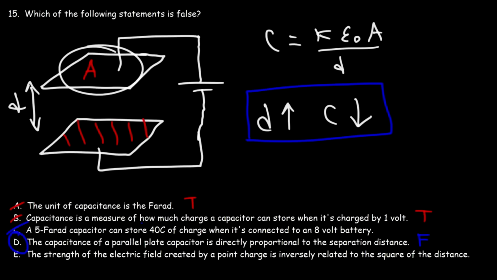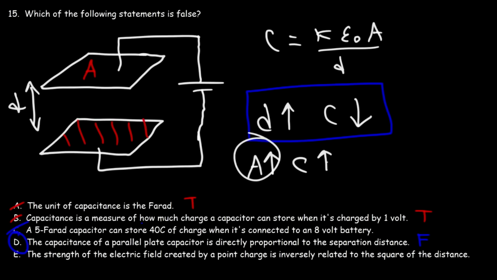Now the area of the plates is proportional to it. If we increase the area of the plates of a parallel plate capacitor, wow, my words are just messed up today. But if we increase the area of those plates, the capacitance will increase proportionally, which means if we double the area, the capacitance will double. If we triple the area, the capacitance will triple because it's A to the first power. Now what about E? Well, E has to be a true statement by default, but let's understand why.